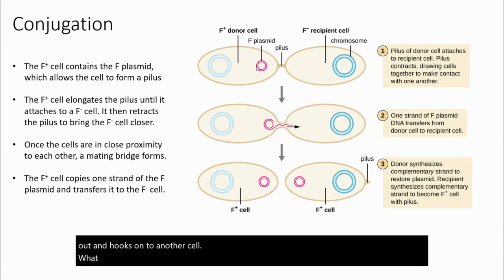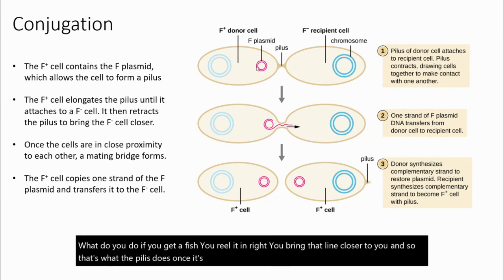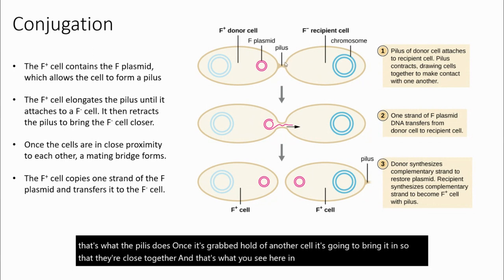Well, what do you do if you get a fish? You reel it in, right? You bring that line closer to you. And that's what the pilus does. Once it's grabbed hold of another cell, it's going to bring it in so that they're close together. And that's what you see here in this top picture.